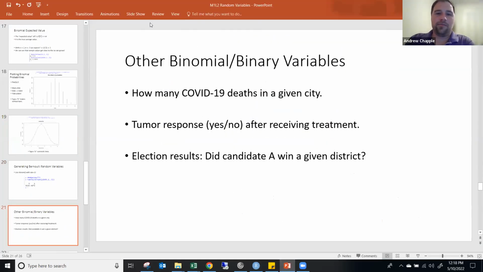Other binomial binary random variables: how many COVID deaths are there in a given city? Or if you get COVID, are you going to be hospitalized or not? That's a binary random variable. So the number of hospitalizations per COVID case would be, given a number of COVID cases, how many were hospitalized? Another binary random variable could be tumor response: did the tumor shrink after it got chemotherapy? Election results: did candidate A win a given district? Or if we're talking about the national presidential election, did the president win a given state? Those are all binary random variables.